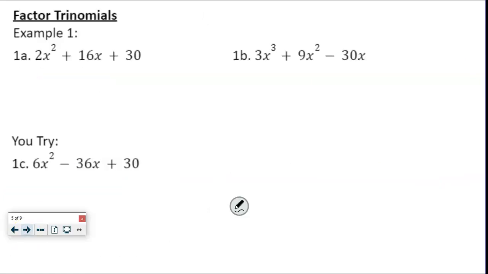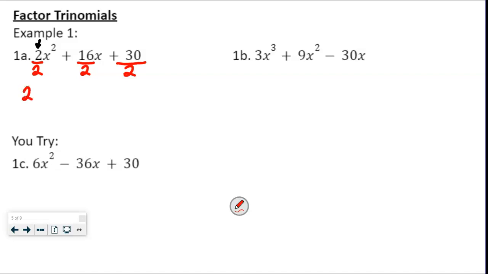And so now let's take a look at our first examples here. So notice how our A is 2, right? A is greater than 1. So do we have a GCF? Well, now actually, yes. If you notice, what is the GCF here between 2, 16, and 30? Well, 2. So I'm going to divide all of those terms by 2, the GCF, the greatest common factor.